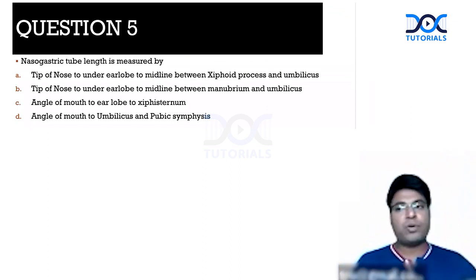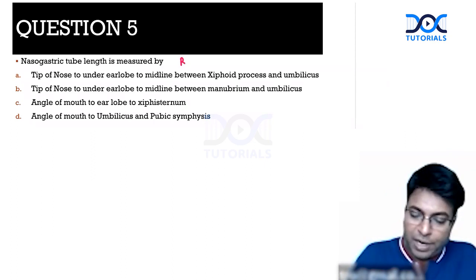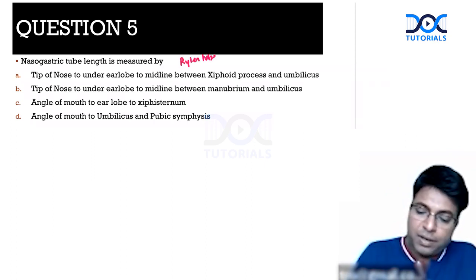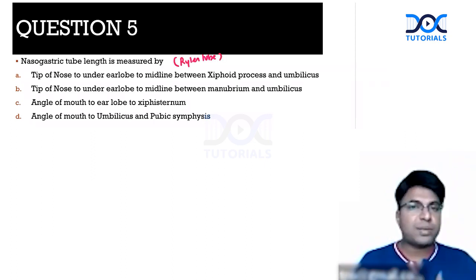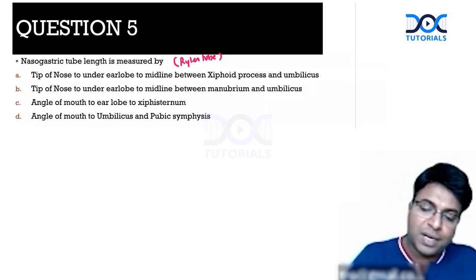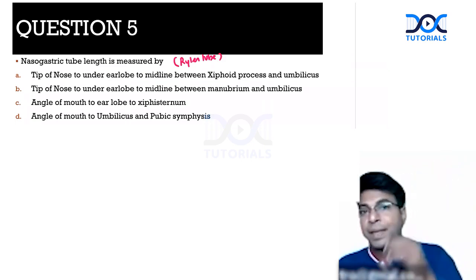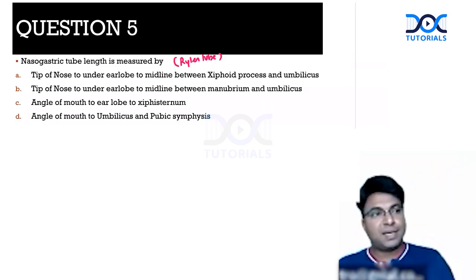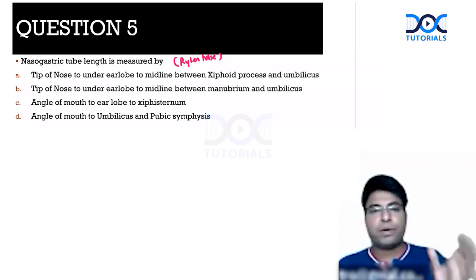Nasogastric tube, so Ryle's tube. I'm going to put a Ryle's tube. It cannot be the same size for all, no? Some people will be short, some people will be tall. So usually the commonly available tubes are 110 to 130 centimeters, but I cannot use this tube for all people. So I need an exact length to be inserted. What is the ideal length of a Ryle's tube?